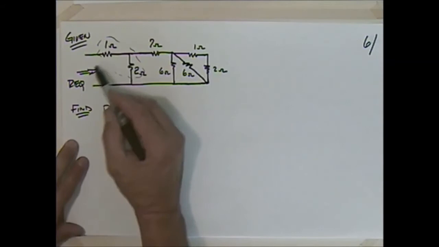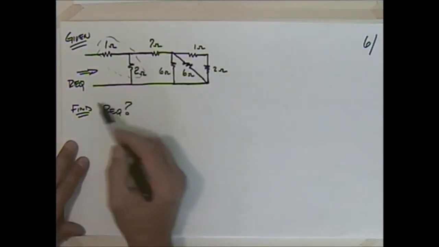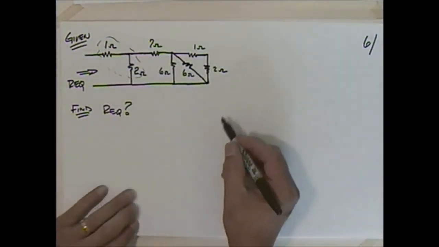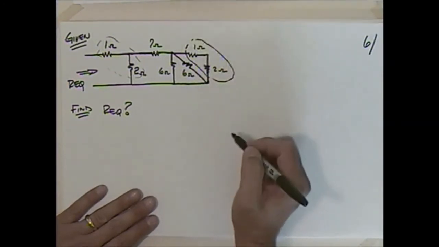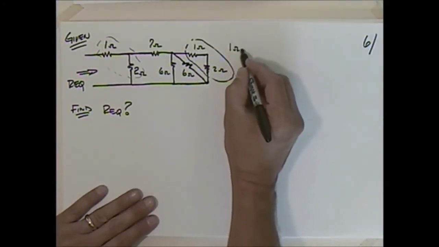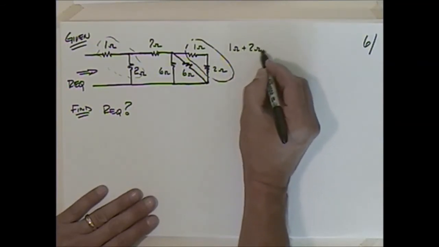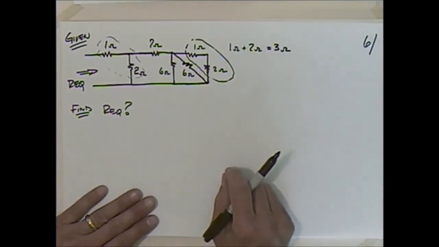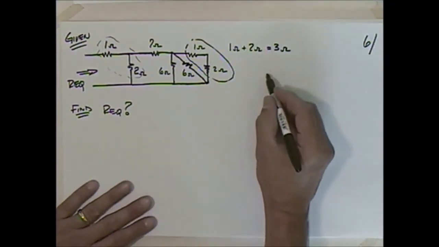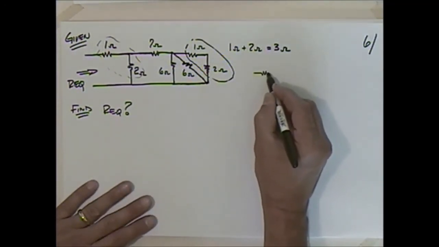So usually what I do is I go clear to the end and start working my way backwards. If we go over here, it becomes very easy to see the relationship of those two. They're in series. So you're going to have 1 ohm plus 2 ohms gives me 3 ohms. Is that right? And then at that point, I would redraw this thing. I'd spend the time to redraw it.